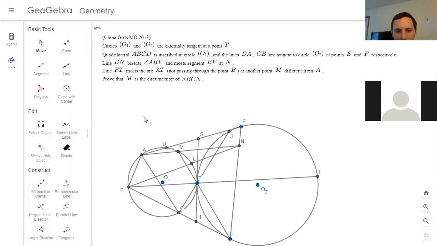Okay. So hold up. Yeah, maybe there's a way to show angle BNC is twice angle BMC or something like that, or half of it.